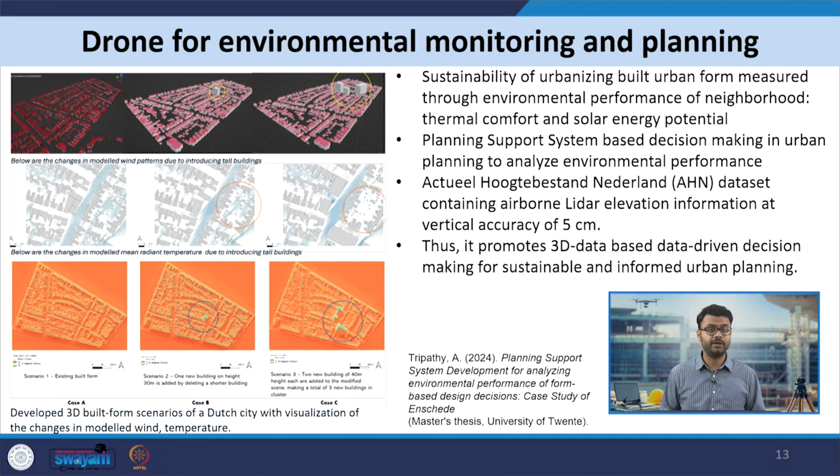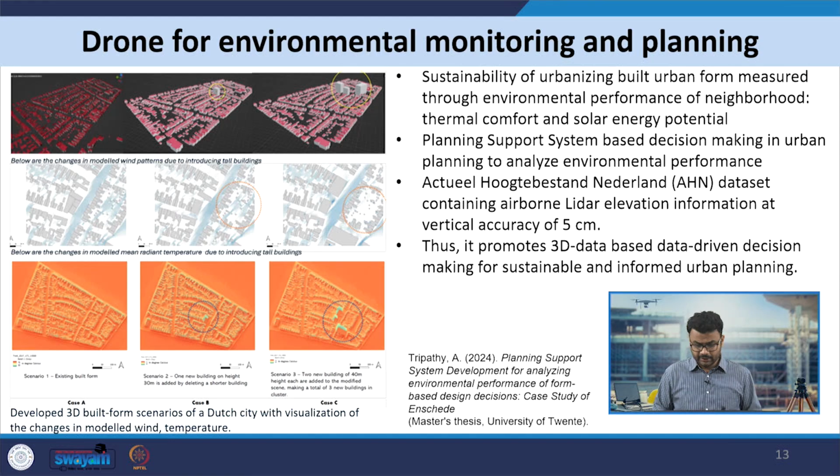So if we look at some specific applications of drones, then drones are very useful in environmental monitoring and planning in urban areas. The sustainability of urbanizing built form can be measured through the environmental performance of neighborhoods. And this can be through how thermally comfortable those neighborhoods are, or what the solar energy potential of those neighborhoods is. Variables like these contribute towards environmental performance. So planning support decision systems can also be developed. These are decision making systems in urban planning that help analyze environmental performance, and based on that, help identify the places where there's potential for intervention, for some kind of improvement.